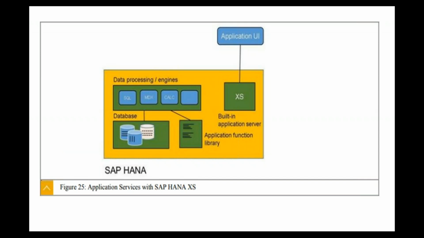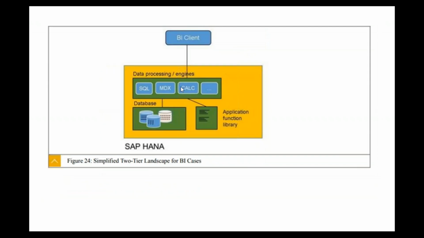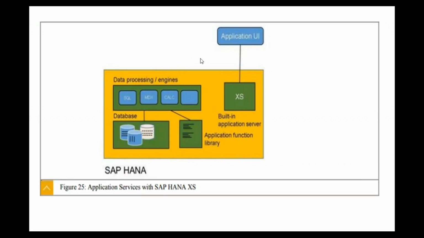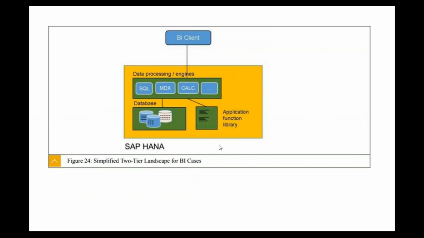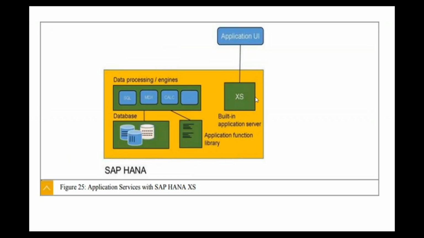So we have application services with the SAP HANA access engine. When we have the access engine, we can directly access the data from the database instead of going through the application server, because we already have an internal application server here. Internally, the application server has been built into this two-tier architecture. The access engine acts like a built-in application server, so it is possible to access the data in the form of a two-tier architecture.